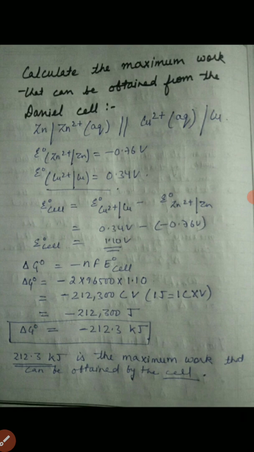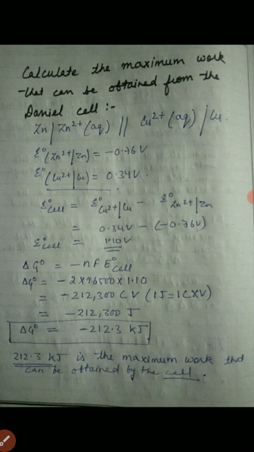Now students, the delta G naught, that is the maximum work done or the Gibbs free energy, is equal to minus nFE naught cell. So when we put the values, first of all, the number of moles of electrons transferred in this reaction is 2, because Zn will lose 2 electrons per atom, and the copper ion is accepting 2 electrons per atom. So here n equals 2. And what is the value of the Faraday constant? It is 96500. And the E naught cell that has been calculated is 1.10.